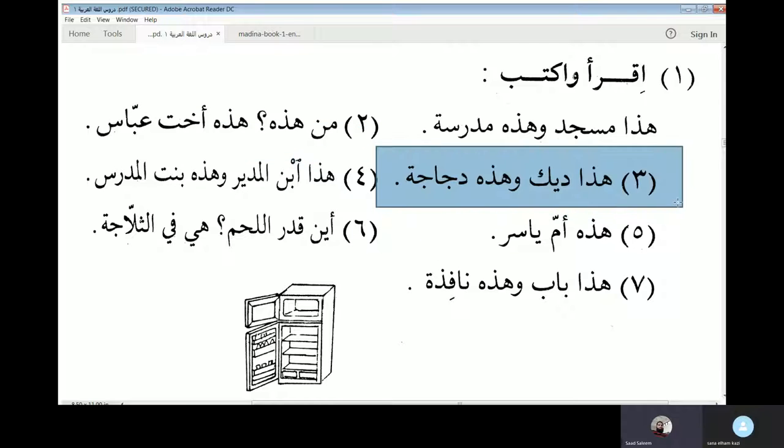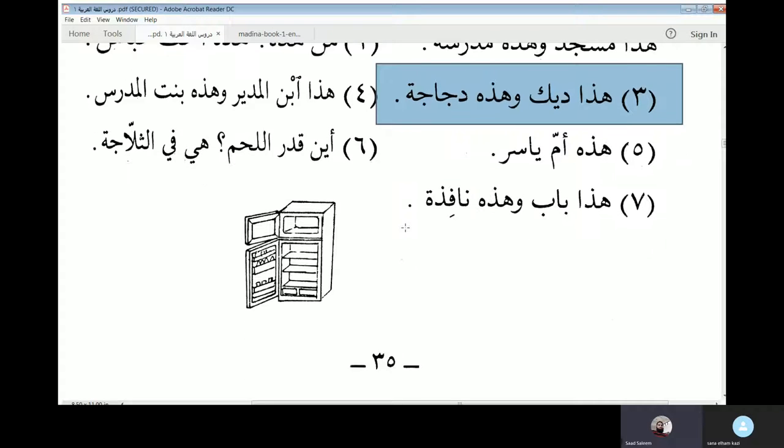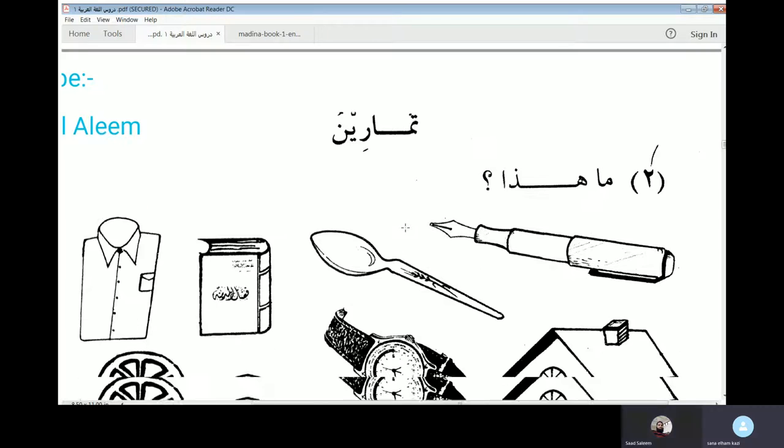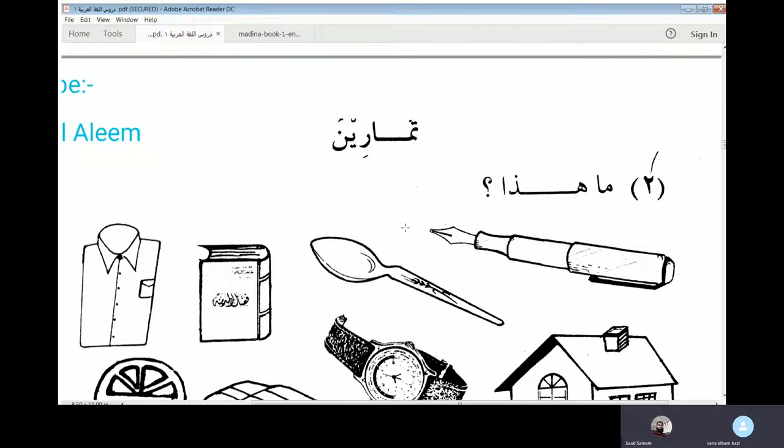Haza dikun wahazihi dajajatun. Haza ibnul mudiri. You already read it. Now proceed to the next page.